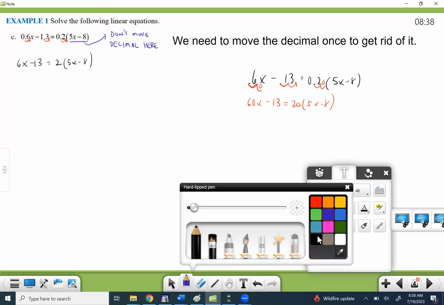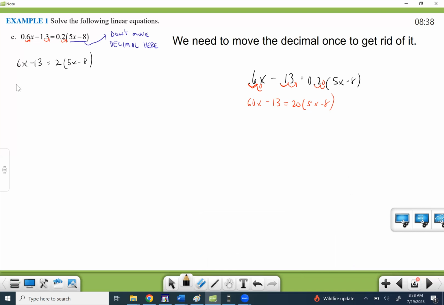All right, let's continue on with this. Way better equation, right? All right, so we've got 6x minus 13 equals, and we're going to distribute here. 2 times 5 is 10. And 2 times -8 is -16. Variables on both sides. So we've got to move the smallest, right?